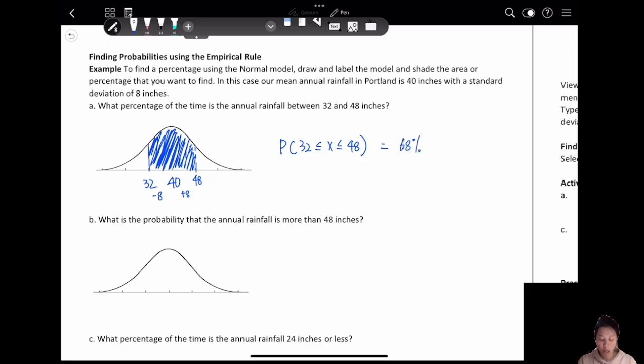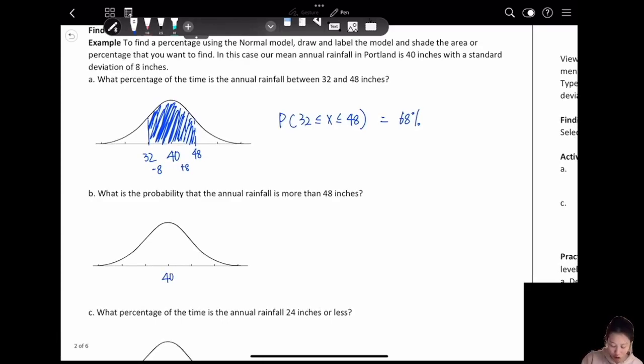Okay, so what's the probability that an annual rainfall is more than 48 inches? Okay, so how do we calculate that? So we know that this is 40, this is 48, and this is 13.2. So they want you to calculate the probability of this part. So remember that a normal distribution is symmetric. That means this area is going to equal this area.